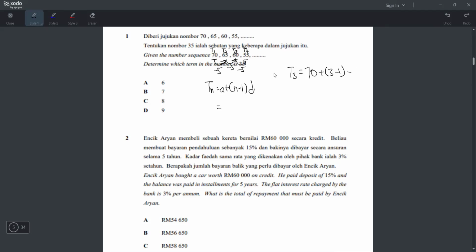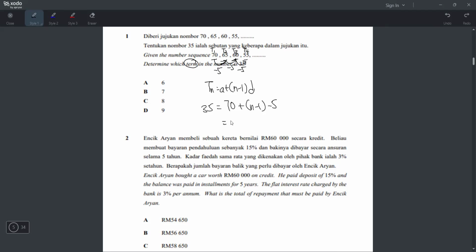But of course, now that's not what they're asking, right? They're asking you which term is 35. Okay, so what you do is you make that the term. 35 will be the term, and then the a will be the first term, which is 70, and the n minus 1, the n is what you're trying to find now. You're trying to find which term, so you're trying to find n. And then for the d, the difference is negative 5.